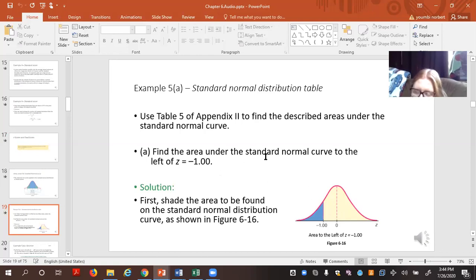So find the area under the standard normal curve to the left of z equals -1. You can see this table. You want the blue area. That is the left of z, that blue area, okay? It is also expressed as the probability that z is less than or equal to -1. Now, get your calculator and let's do that.